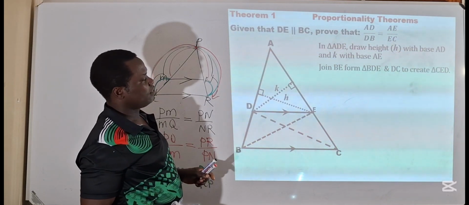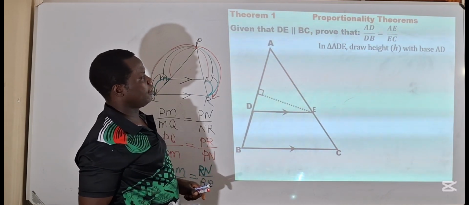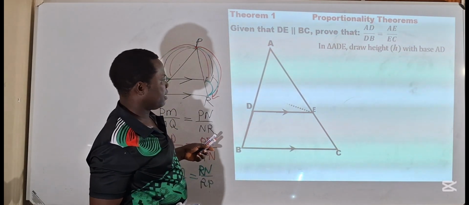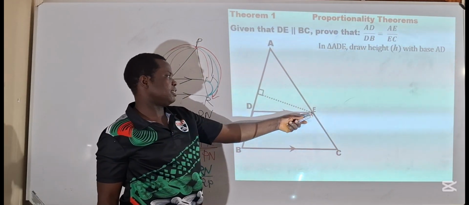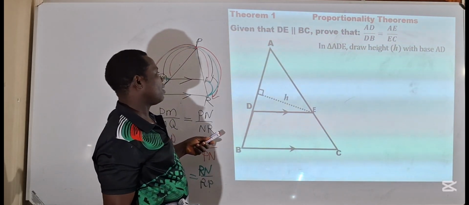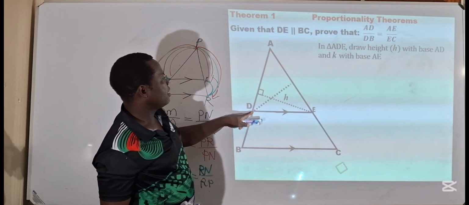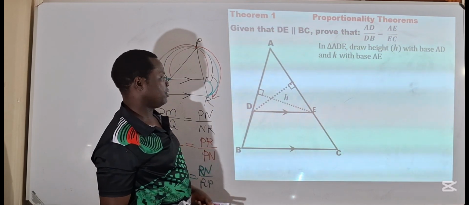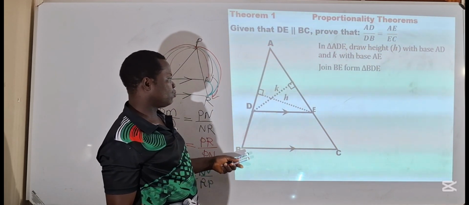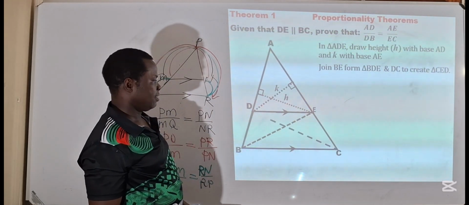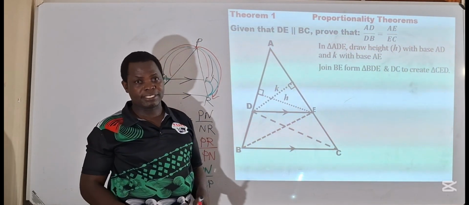So where did we start? We started here. This is the diagram that we have. We draw a height from point E up to AD perpendicularly. Then we draw another one from point D up to line AE perpendicularly also. Then at the bottom here, we draw the two diagonals of this four-sided figure. Then your construction is complete.